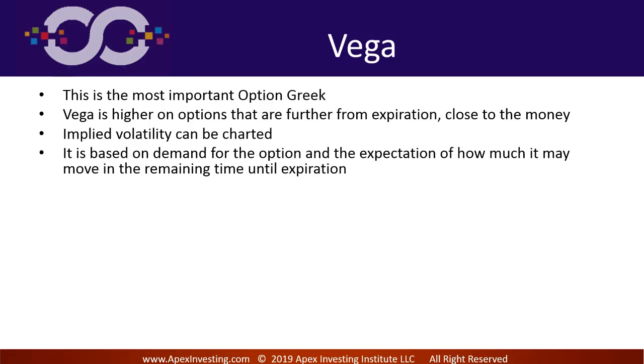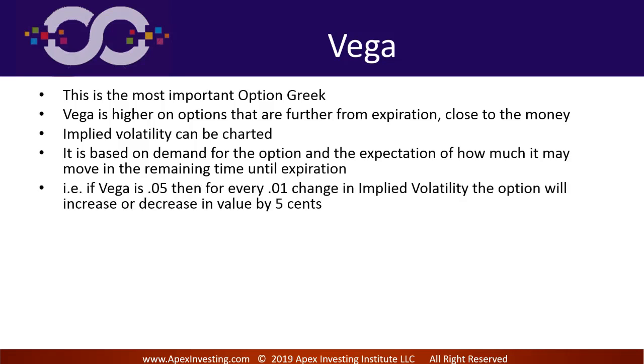The more expected movement, the more people use options, and that's how they actually measure implied volatility. So if Vega is 0.05, then for every 0.01 change in IV, the option will increase or decrease by, say, 5 cents. Or it could be $5, depending on the type of contract it is.